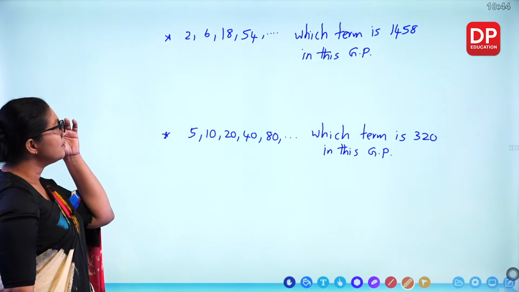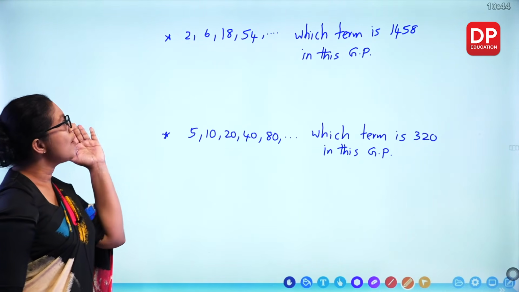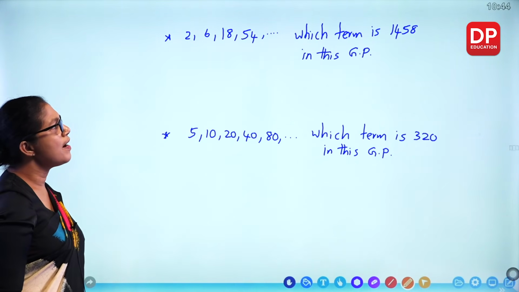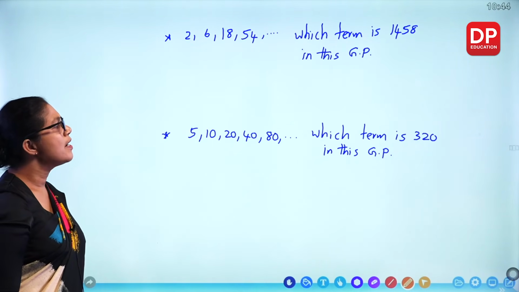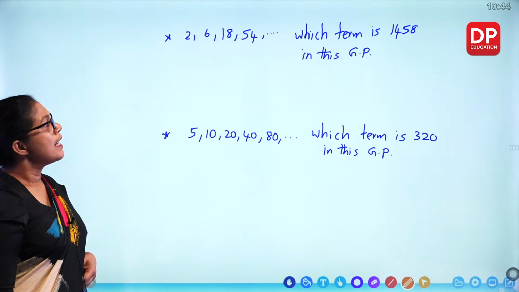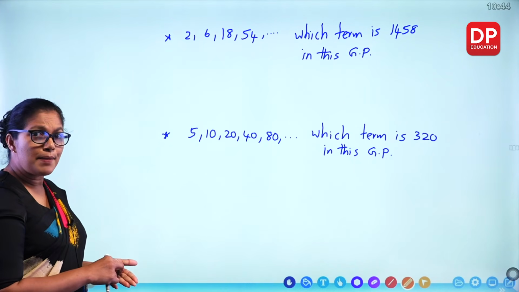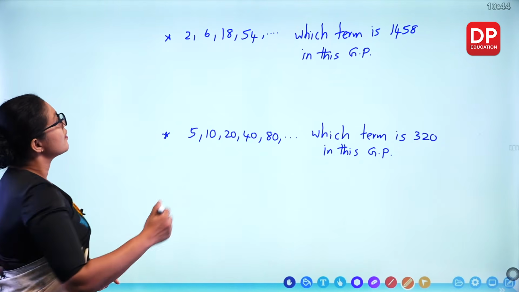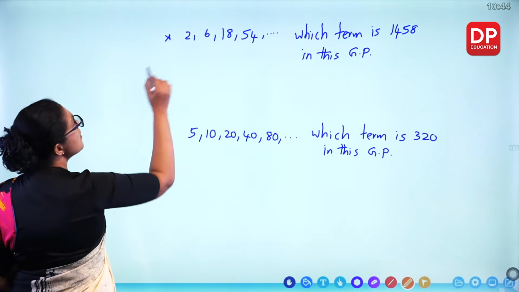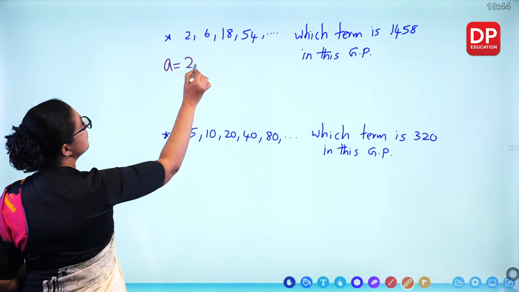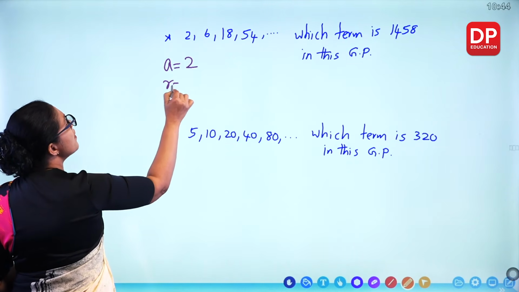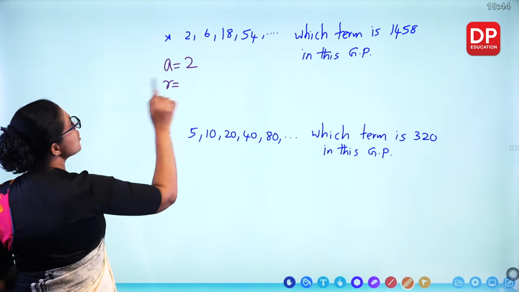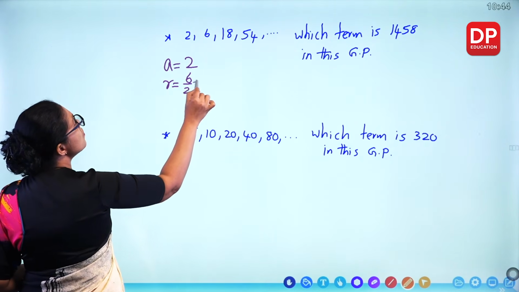Now look at this one. You have been given a sequence, and you are asked which term is 1458 in this geometric progression. Now any term is given and you are asked which term it is. So from this sequence I can write the first term and also the common ratio, because it says it's a geometric progression. 6 divided by 2, that's 3.